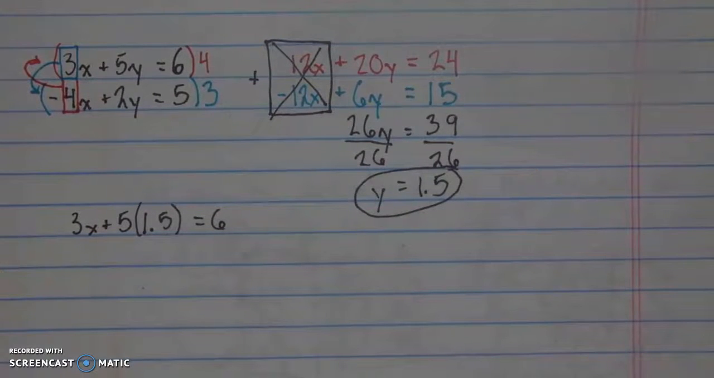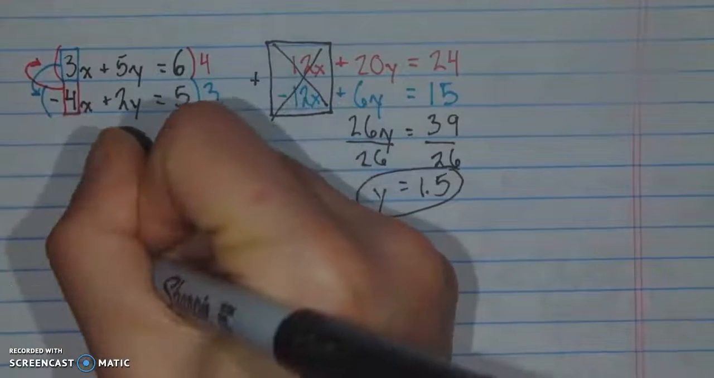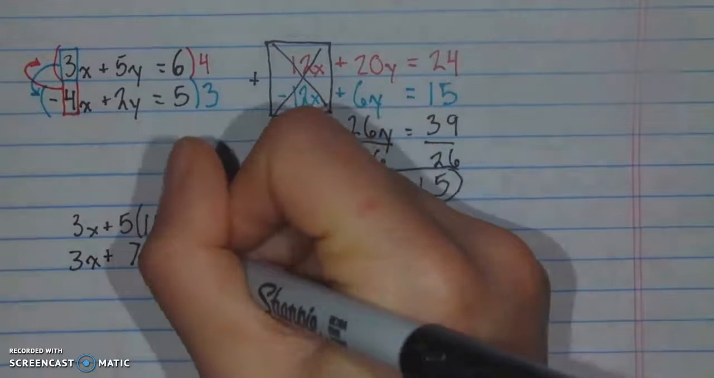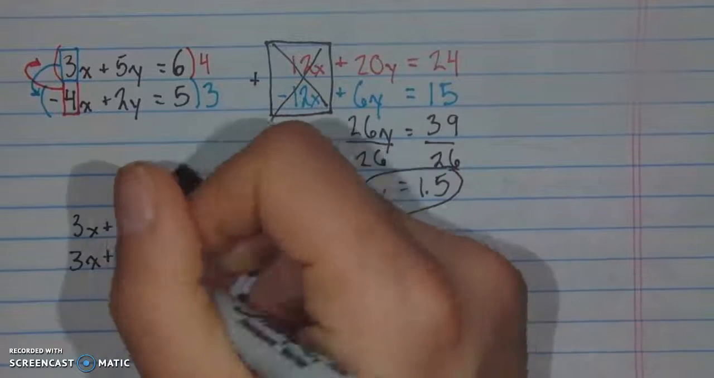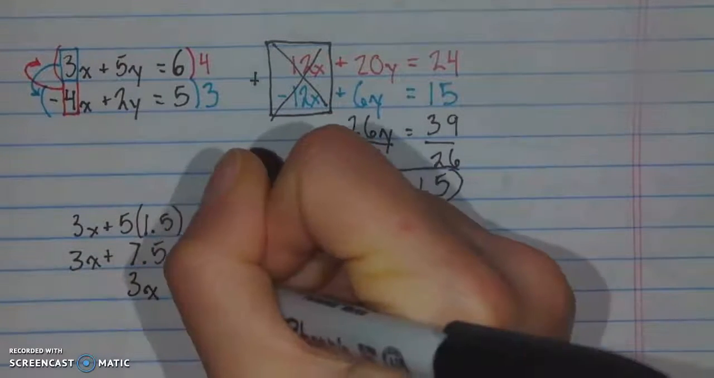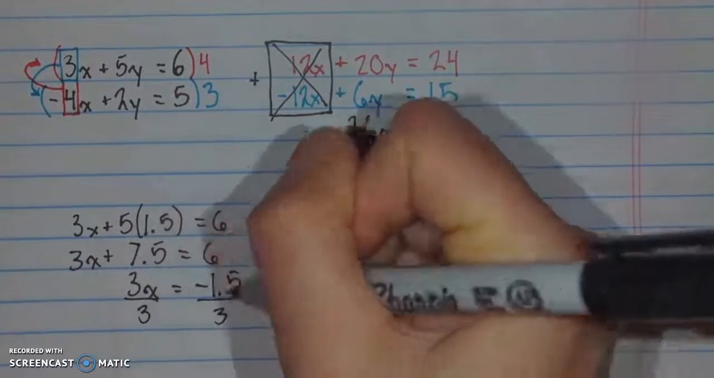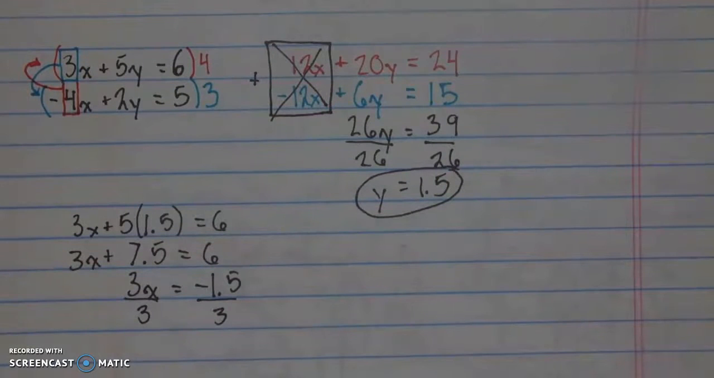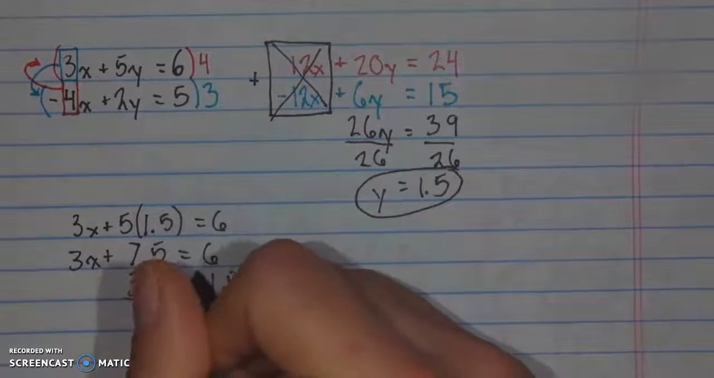5 times 1.5 is going to give me a decimal, but I mean, we're talking about a pretty normal decimal. 0.5 isn't so bad because that gives me 7.5. And I end up with 3x plus 7.5 is equal to 6. So subtract 7.5 from both sides to get 3x is equal to a negative 1.5. Divide both sides by 3, and we end up with an x value of negative 1/2 or negative 0.5, depending on how you want to write that.